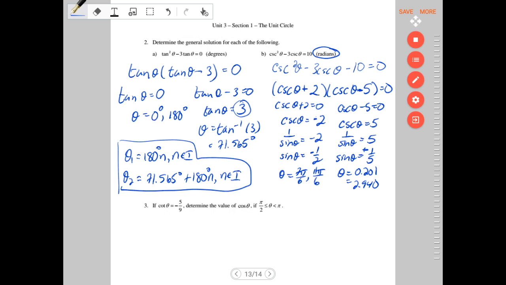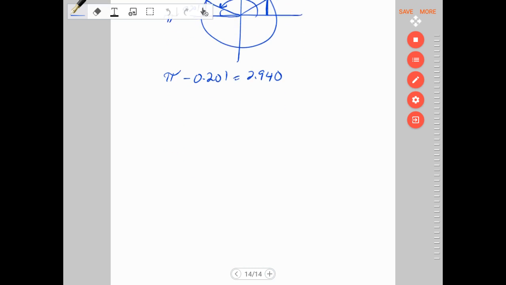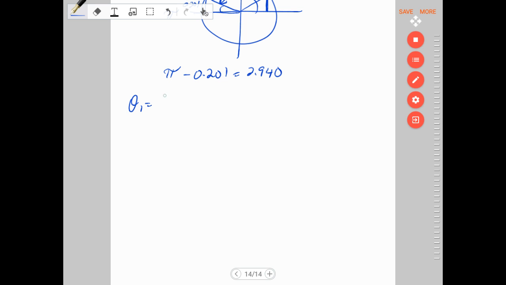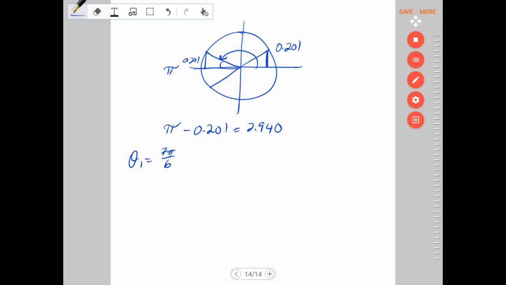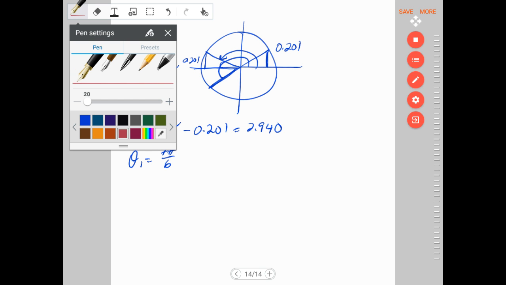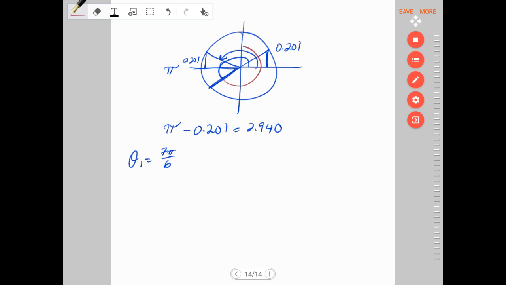Now I still haven't written these in general form, so I'm just going to do that on the next page where I have a little bit more room. So theta 1 was 7 pi over 6. Now, for a full rotation, because 7 pi over 6 is right here, I need another full rotation. In terms of radians, that's the same as 2 pi. So I'm going to add 2 pi n, and again, n belongs to integers, where n represents the number of rotations around from the terminal arm to the terminal arm again.